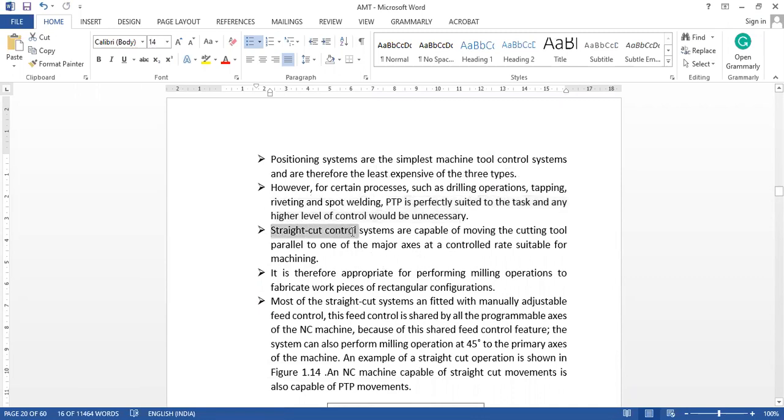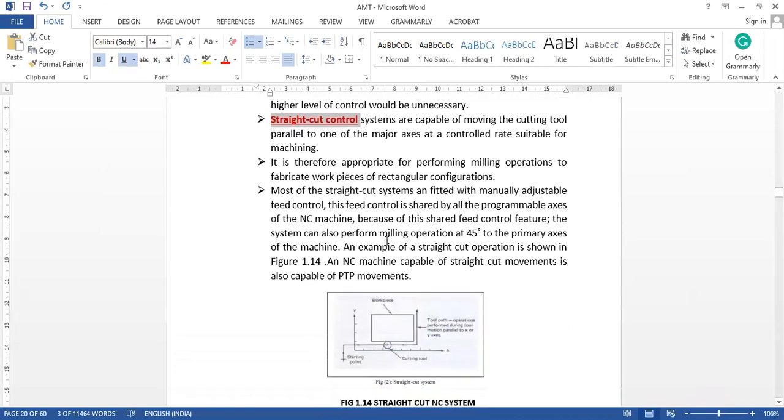Then next is the straight cut control systems. Straight cut control systems are capable of moving the cutting tool parallel to one of the major axes at a controlled rate suitable for machining. It is therefore appropriate for performing milling operations to fabricate workpieces of rectangular configuration. So here you can see the rectangular configuration workpiece.